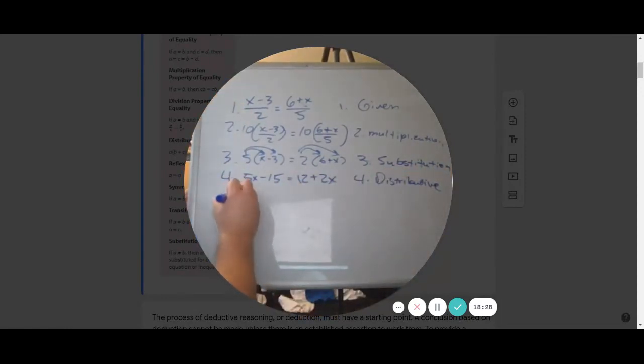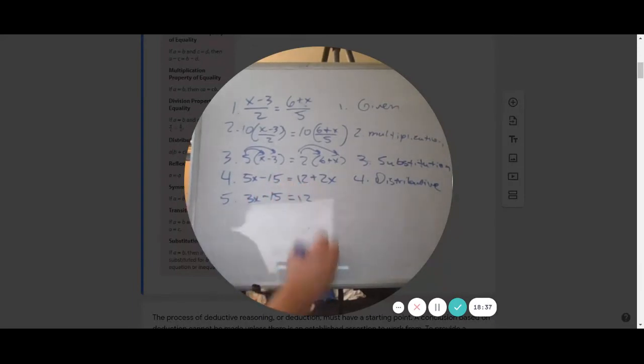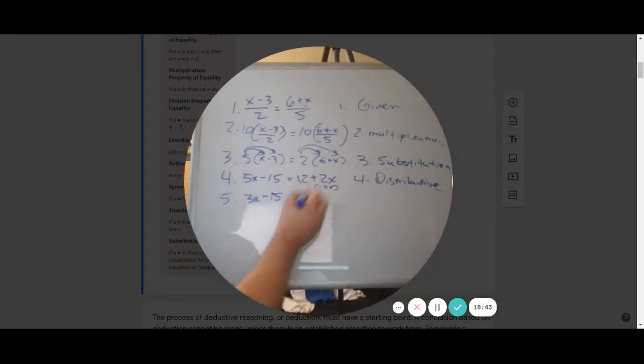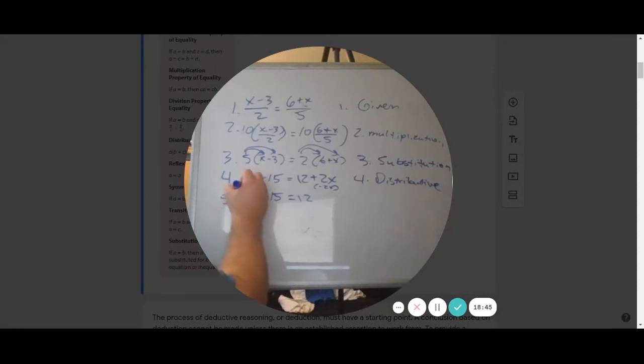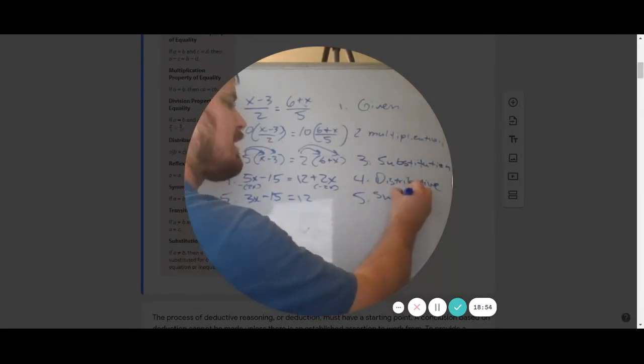Okay, next step of the proof. Let's see what they're going to do next. Suddenly we have 3x minus 15 equals 12. What did they do in the proof? Well, what they did is they did minus 2x right here. So it's gone. And then they did minus 2x right here. So it turns into a 3. So what's it called when you subtract something from both sides? That's called the subtraction property.